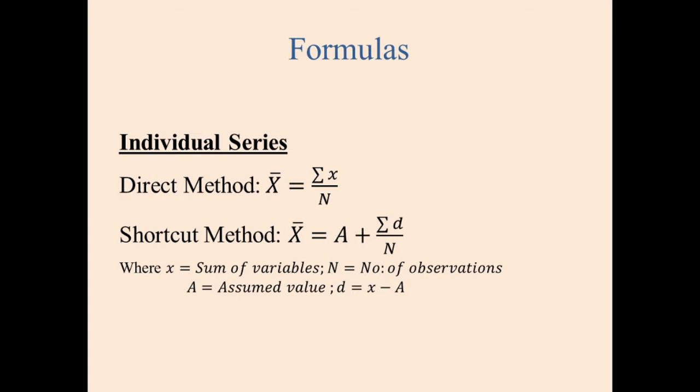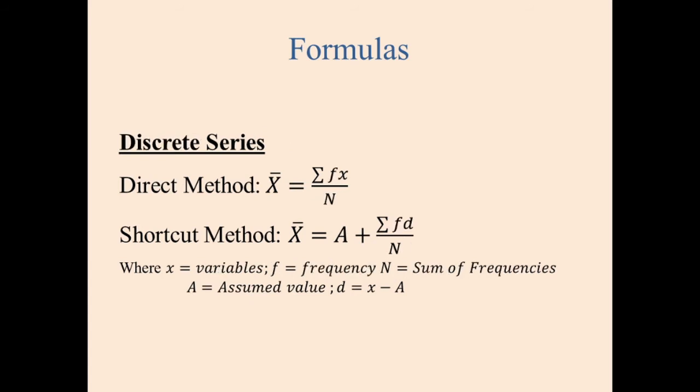First we will see individual series. Direct method is x bar is equal to sigma x by n, where sigma x is the sum of variables, and n is the number of observations. In shortcut method, arithmetic mean is equal to a plus sigma d by n, where a means assumed value. We will assume any value from the given set of data, and d means x minus a.